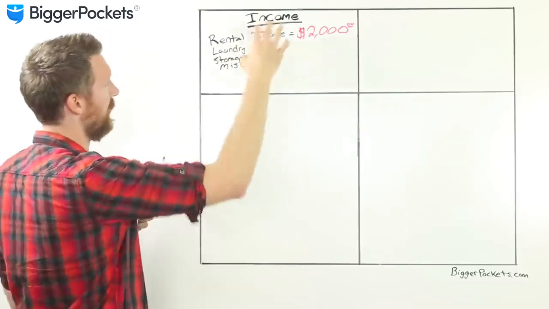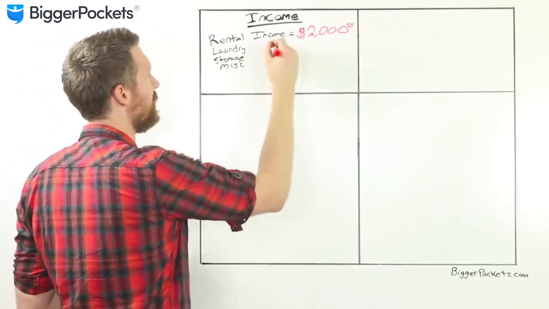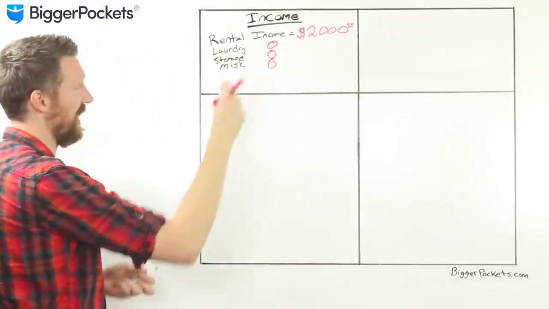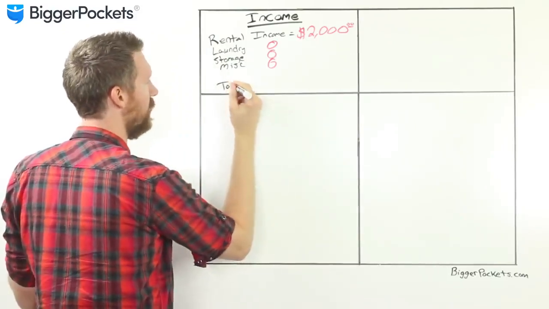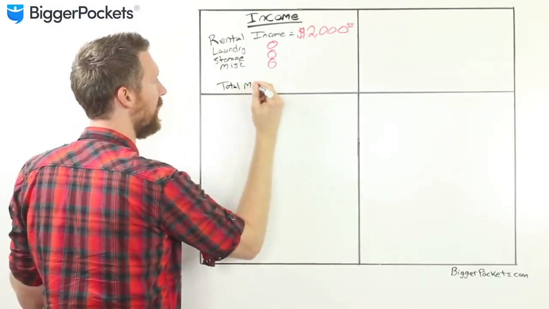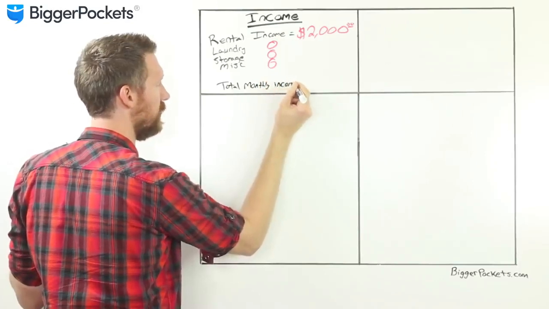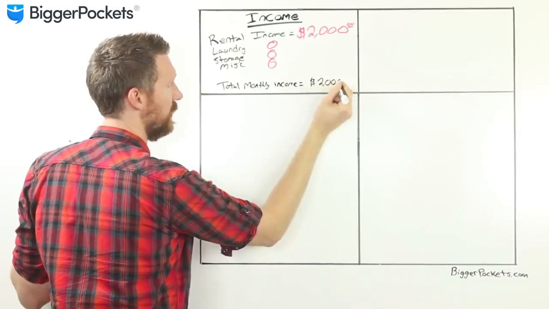So we've got our income, our rental income. On this property, we're just going to assume we don't have any laundry, we don't have any storage, and we're not going to have any miscellaneous income. So I'm going to go ahead and say that our total monthly income for this property is going to be equal to $2,000 per month.